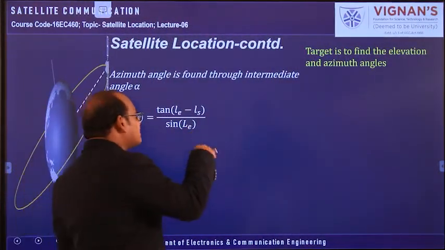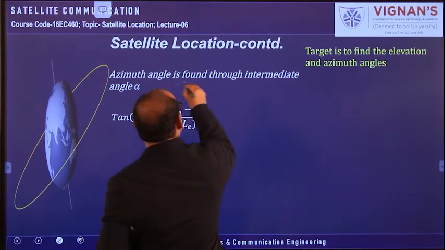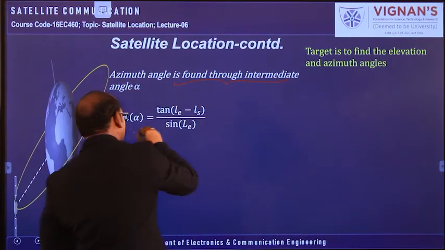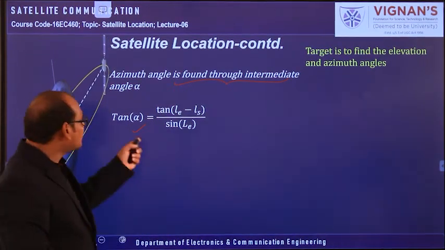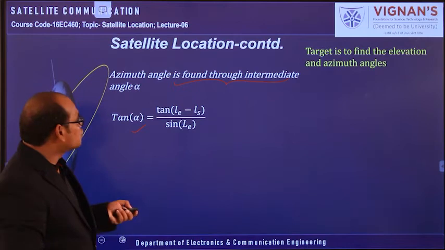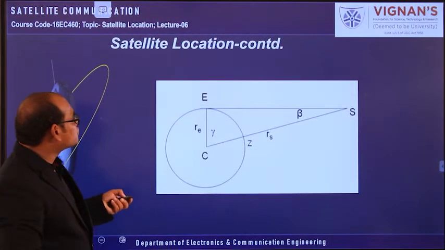But the azimuthal angle cannot be calculated directly. It has to be calculated through an intermediate angle called alpha. And this is the equation for alpha: tan alpha is equal to tan of (LE minus LS) by sin of LE. To calculate this alpha, a certain procedure is there.